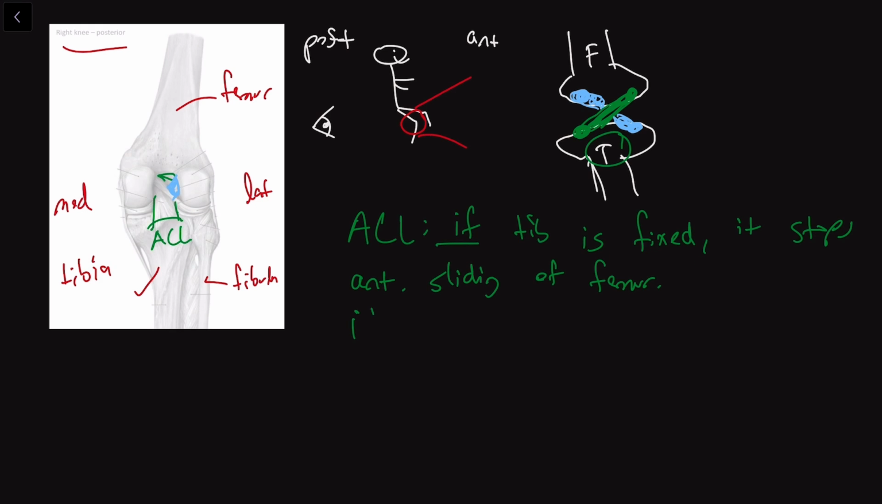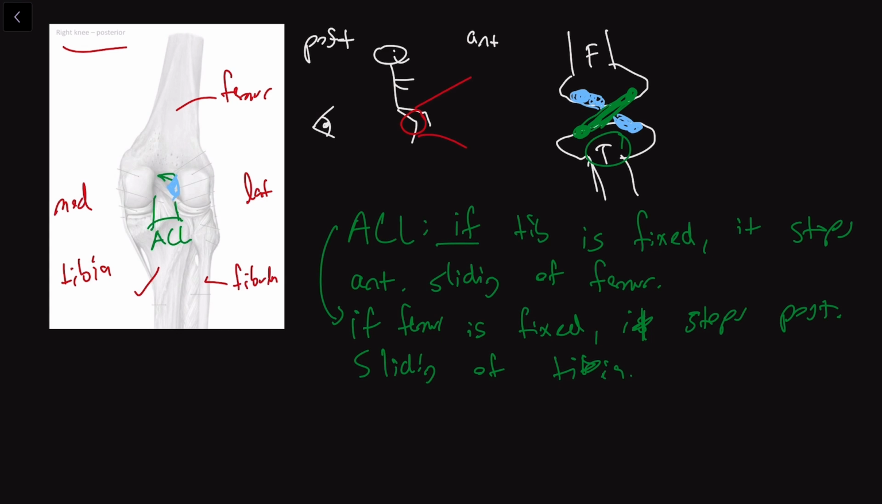And then another thing is also, if the femur is fixed, it stops posterior sliding of the tibia. And I apologize, my handwriting is not the best, but hopefully this makes sense.